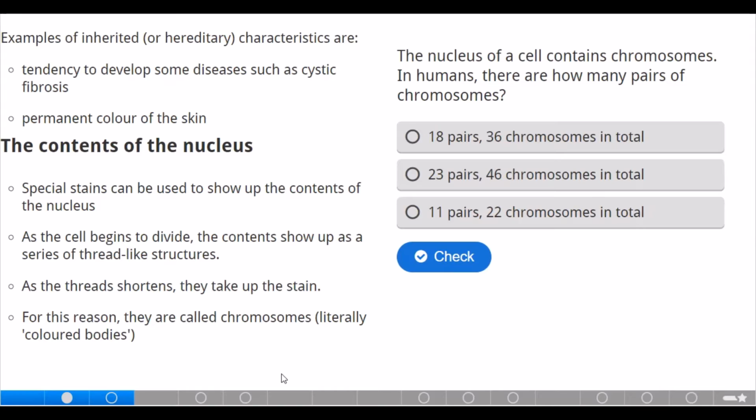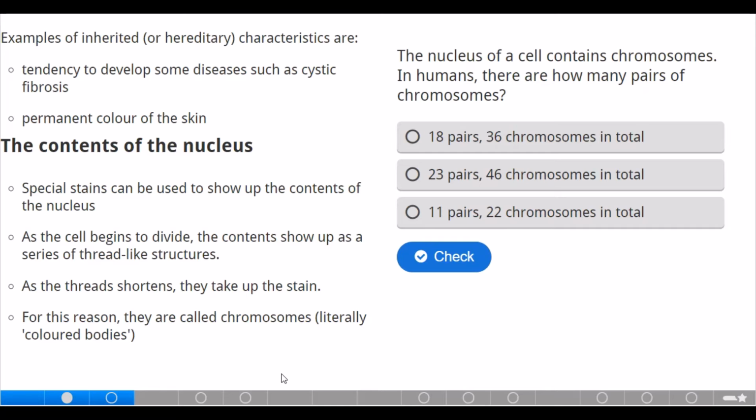Examples of inherited or hereditary characteristics are tendency to develop some diseases such as cystic fibrosis, and permanent color of the skin. The contents of the nucleus: special stains can be used to show up the contents of the nucleus. As the cell begins to divide, the contents show up as a series of thread-like structures. As the threads shorten, they take up the stain. For this reason, they are called chromosomes, literally meaning colored bodies.